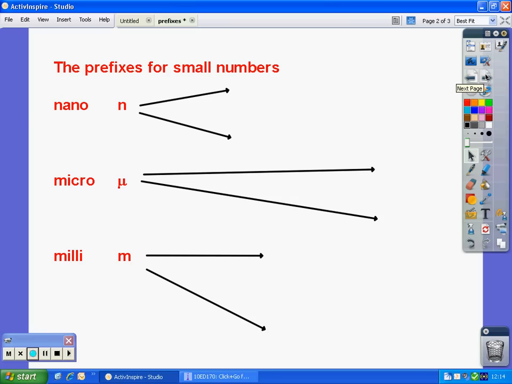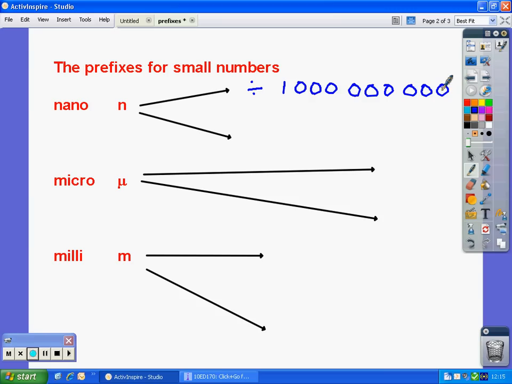These are the prefixes for the small numbers. And there's different ways in which you can deal with this. And how you deal with it depends upon how good you are at using powers of 10. In this one here, to convert nano anything back into its original unit, you divide by this number, 1,000 million.